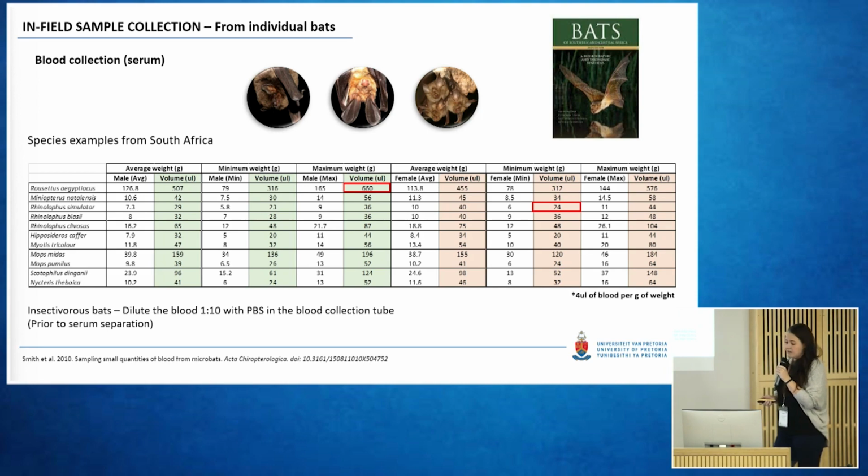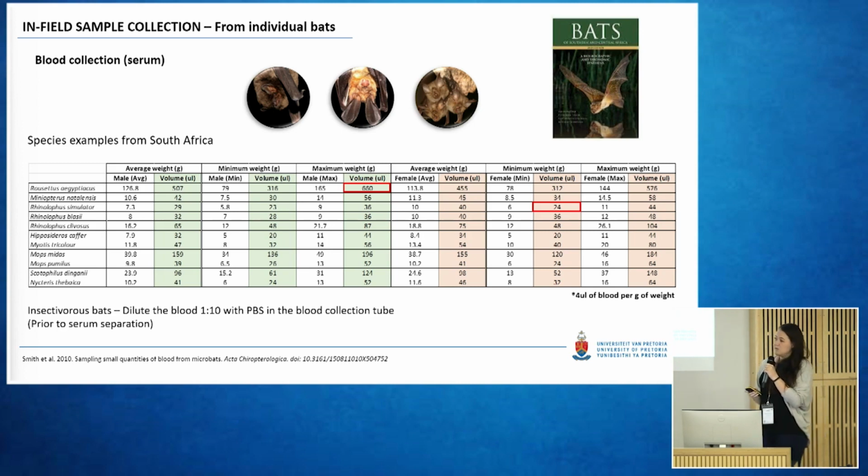And in the end, their conclusion was that it's safe to collect 4 microliters of blood per gram of the bat's weight. So I just made a little table based on some of the South African species that we frequently work on, indicating the volumes that you would typically like to collect from the bats. And as you can see, it can go up as high as 660 microliters for a large male Rousettus, as compared to 25 microliters of the smaller bat, like for Rhinolophus simulator.